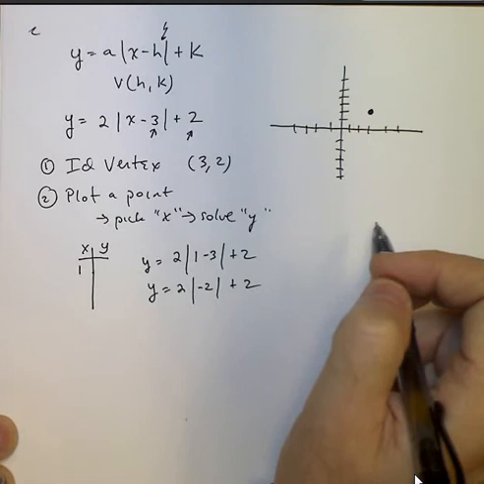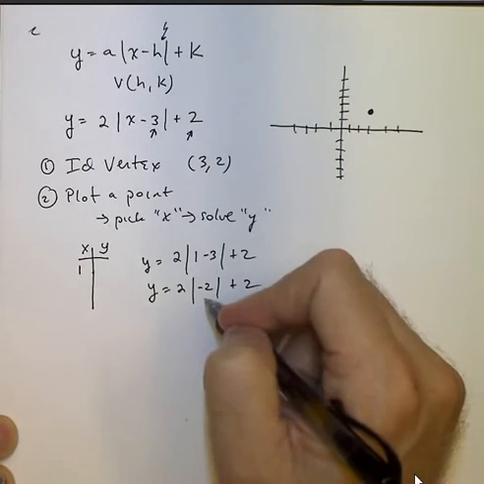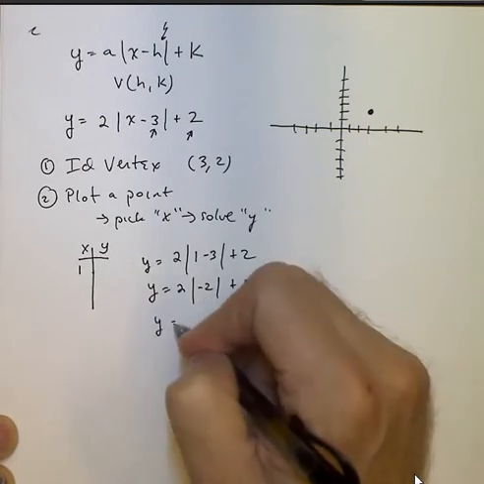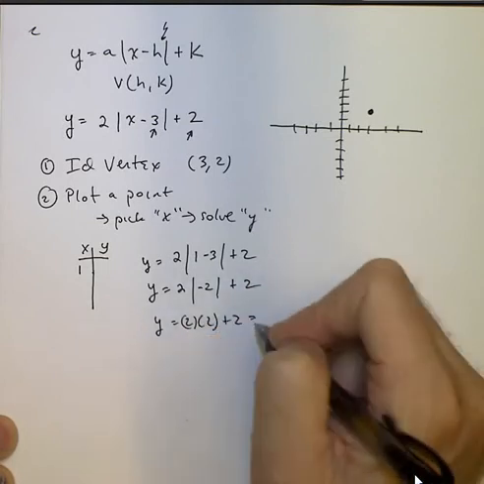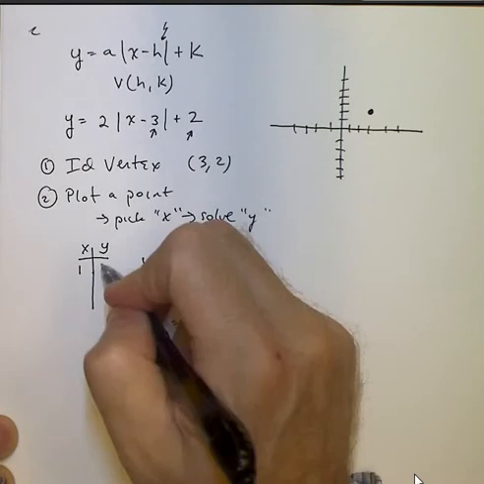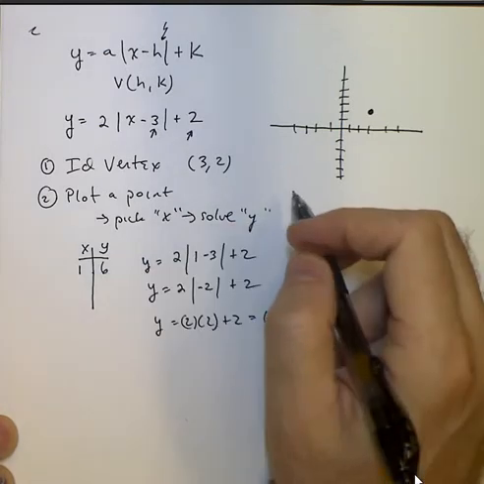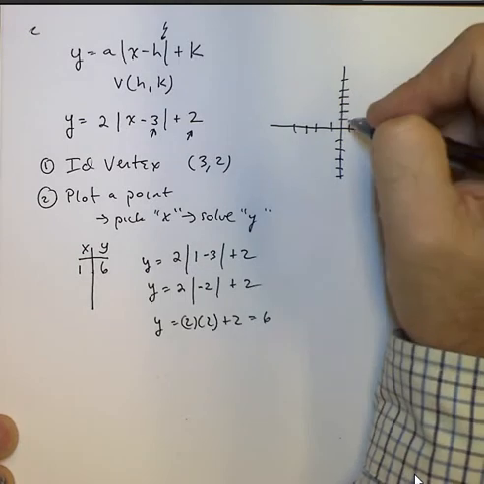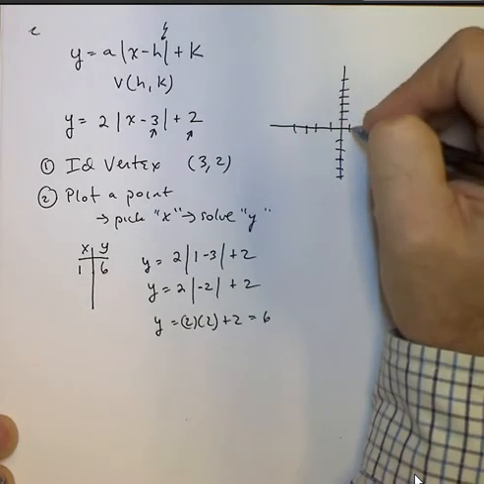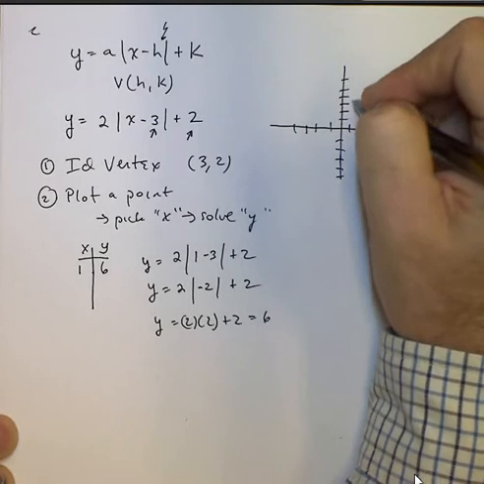Now what's the absolute value of negative 2? The absolute value of negative 2 is positive 2. And 2 times 2 is 4, 4 plus 2 is 6. We get 1 comma 6. So we picked our value of x, we plugged it in, we got y being 6. So we go to 1 comma 6.